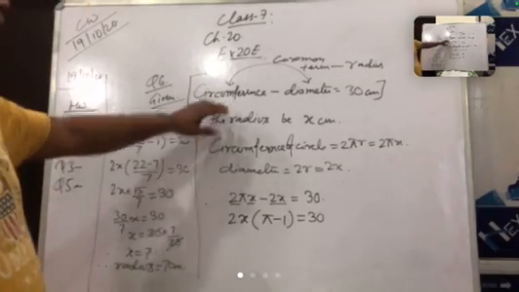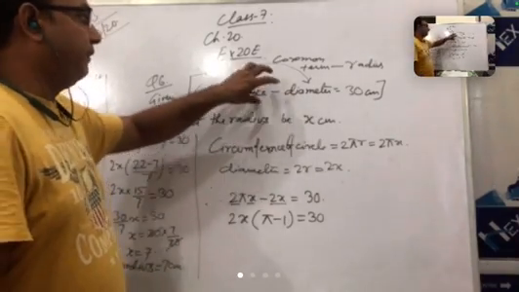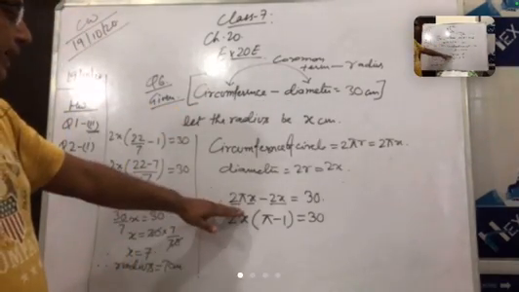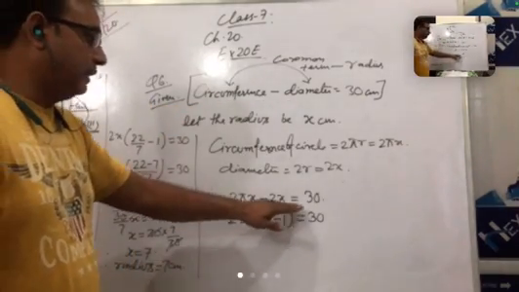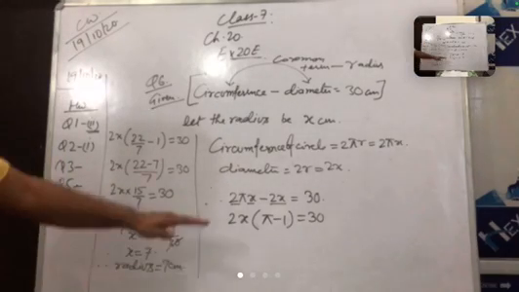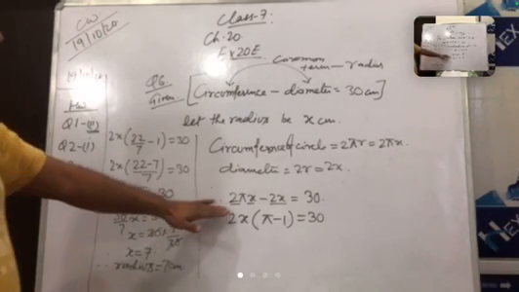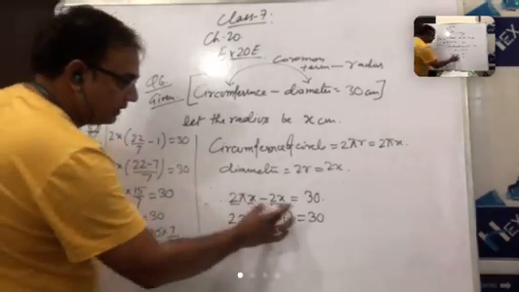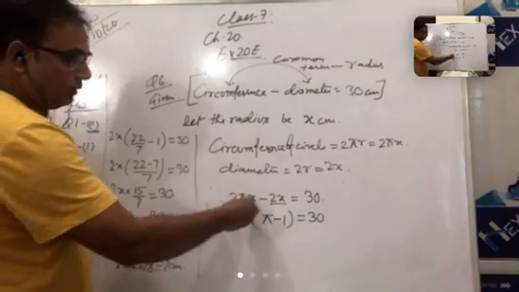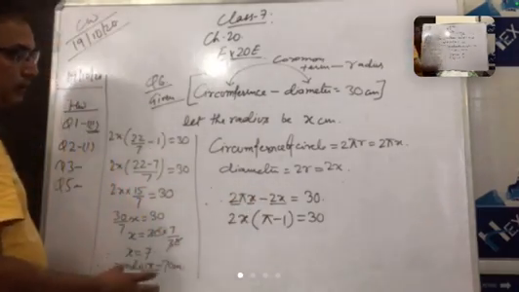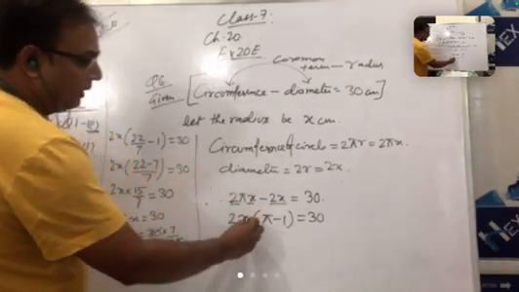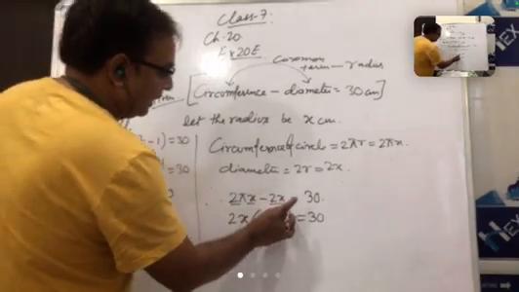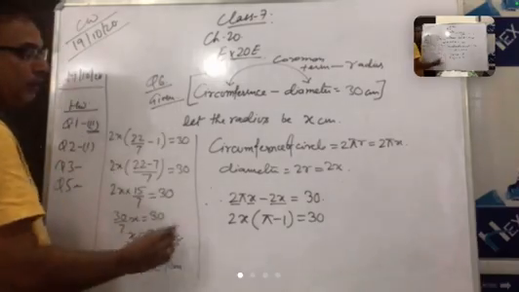Now therefore we know that the difference of circumference and diameter is 30 centimeter. So we set an equation: 2 pi x minus 2x is equal to 30. Is that clear? Anna? Good. Now we have to make a solution. We cannot solve this directly here, but we can see 2x is in the circumference also and the diameter also. So we can take out the common.